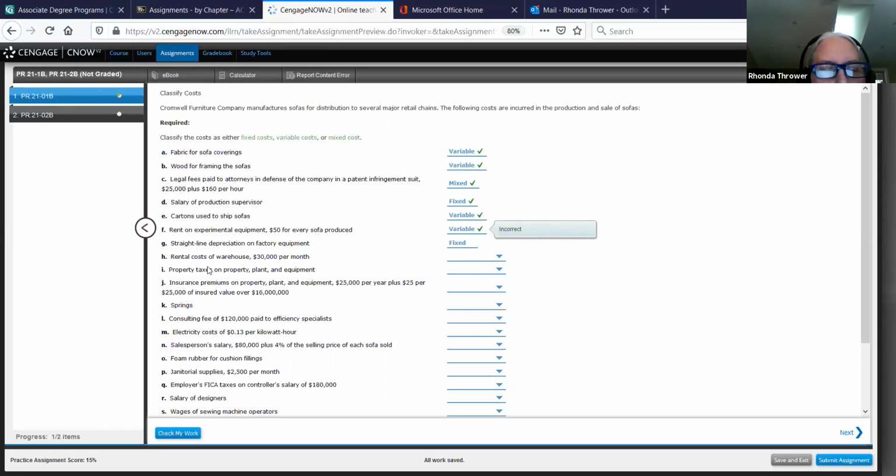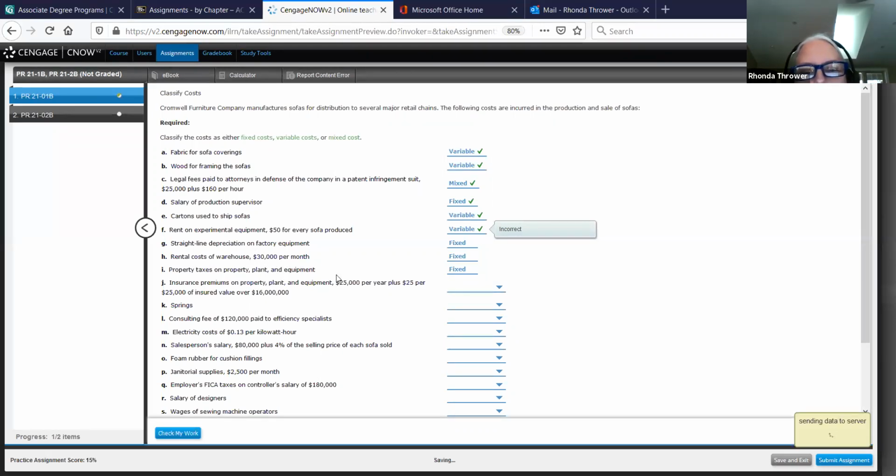But let's keep moving. The rental cost of a warehouse, here we go, is $30,000 per month. It's going to be $30,000 per month until the landlord decides to change it. So this is what we call a fixed cost. The property taxes on property, plant, and equipment, they remain basically fixed over a period of time. It's not depending on the number of units produced here. The same is true for our rental cost on a warehouse. We'd have to pay rent no matter how many units we produce.